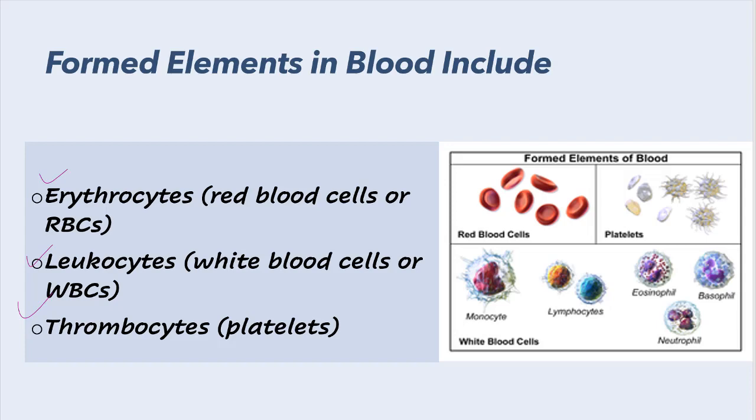We call them cellular components because not all of them are essentially cells. For example, platelets are fragments of cells and not complete cells. Red blood cells and white blood cells are, on the other hand.